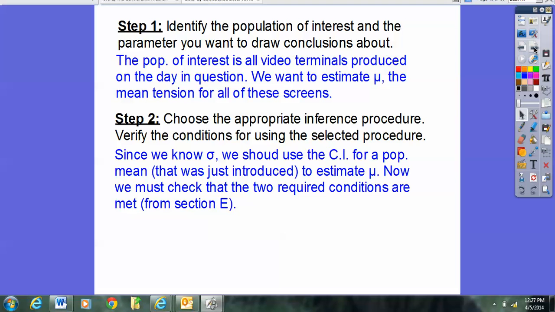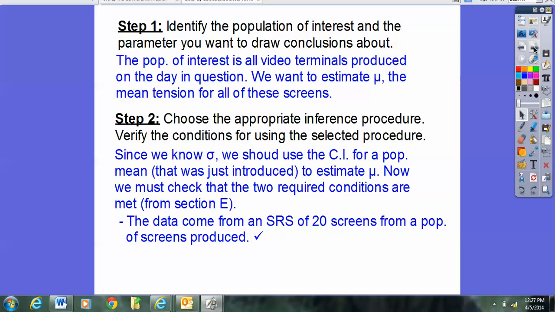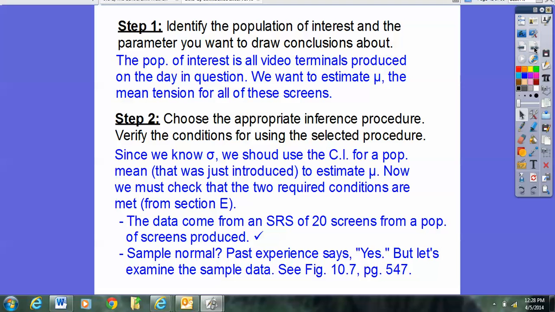So now we must check that the two requirements of the conditions are met here. The data comes from an SRS, so that's important, of 20 screens from a population of screens produced. Now, are the samples normal? Well, it didn't say anywhere normal, so past experiences say yes, and since this is under 30, you guys, the central limit theorem does not ensure that it's going to be normal. So we're going to examine the data.